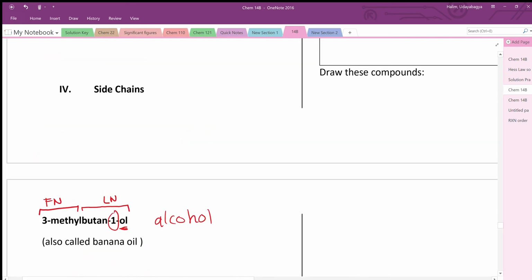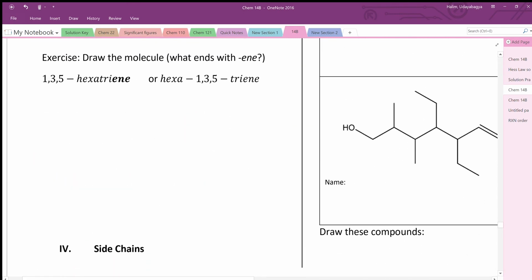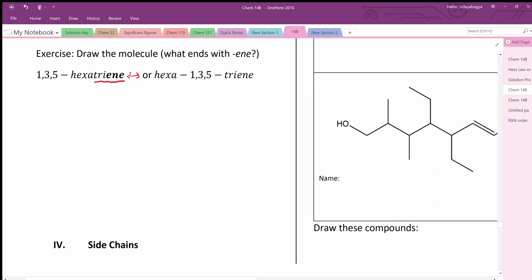So let's do the next one. How about this one? 1,3,5-hexatriene. These two naming structures are equivalent, but one of them is just easier to pronounce and the other one is just easier to read. So hexa-1,3,5-triene. Ene. What functional group ends with an ene sound? Alkene. Thank you. And I think alkene is one of the lists that we did for practice today.